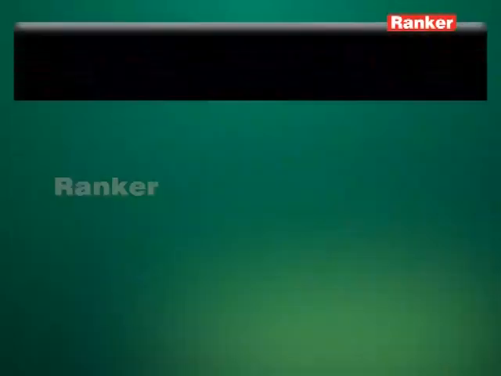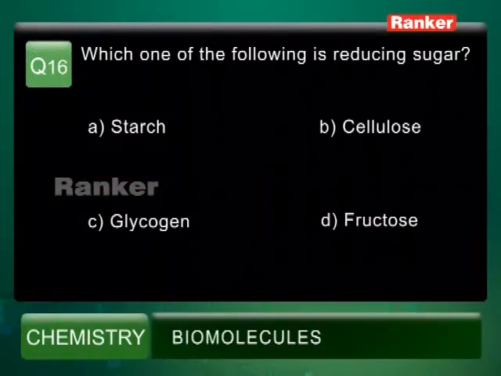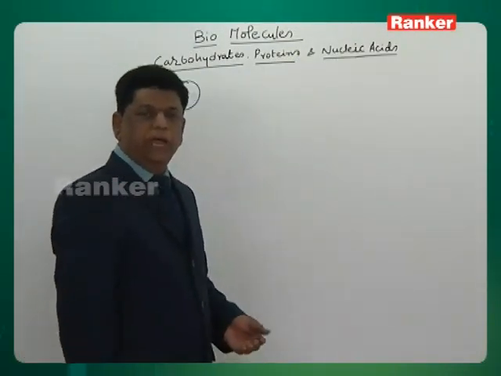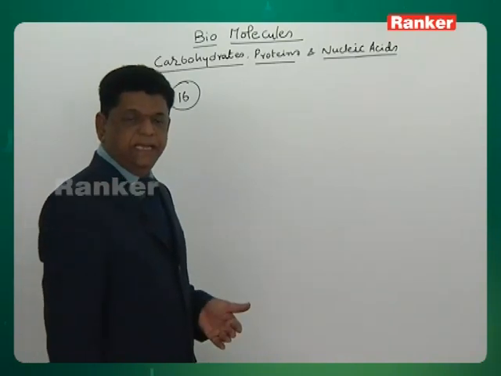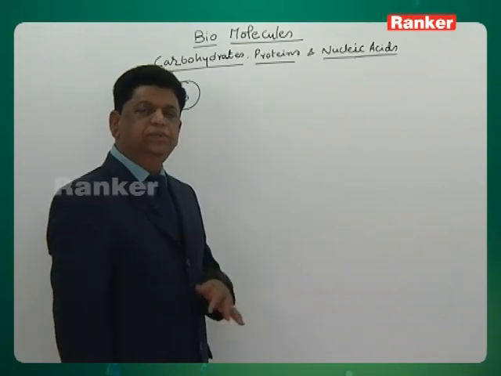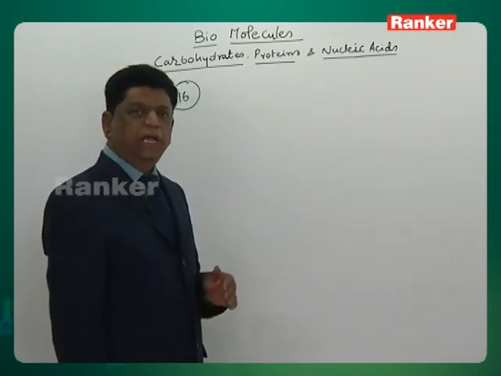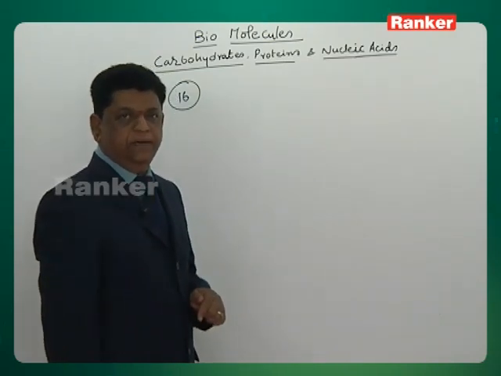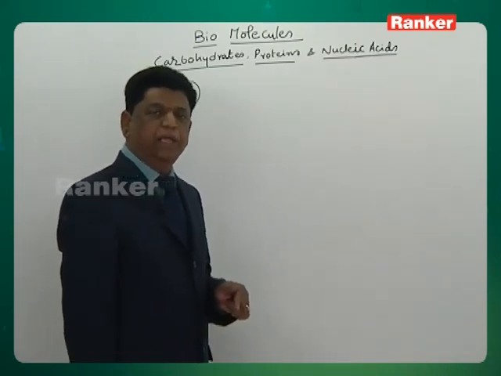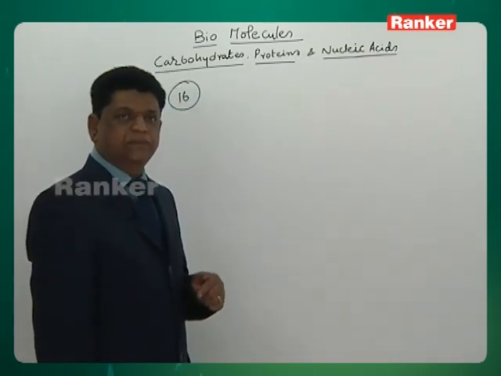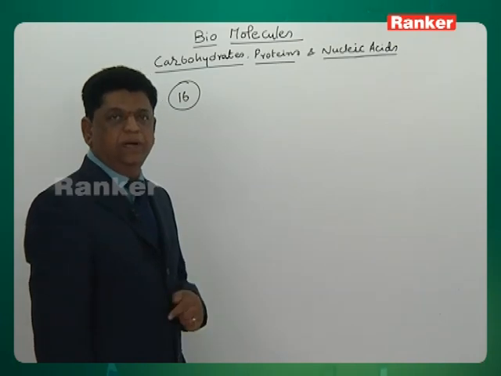Let us see question number 16. Which one of the following is a reducing sugar? Reducing sugar means a carbohydrate, when you add Tollens reagent or Fehling's reagent, the aldehyde function present in the carbohydrate oxidizes to the acid. So, therefore, the reagent is oxidizing the sugar, whereas the sugar is reducing the reagent. So we can use this terminology. The sugar which can reduce the Tollens reagent, we can ask this question. So, therefore, the sugar is reducing the Tollens reagent.